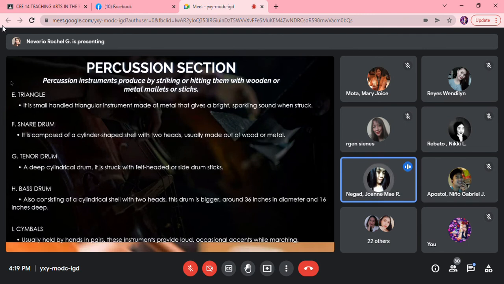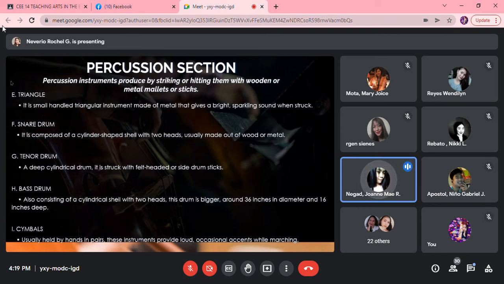Triangle. It is a small handheld triangle instrument made of metal that gives a bright, sparkling sound when struck. So dito sa triangle, as in kamukha talaga siya ng triangle na may pang-hit lang din siya para tumunog, magpuproduce siya ng bright, sparkling sound pag in-struck mo siya. So literal talaga na triangle yung shape niya.